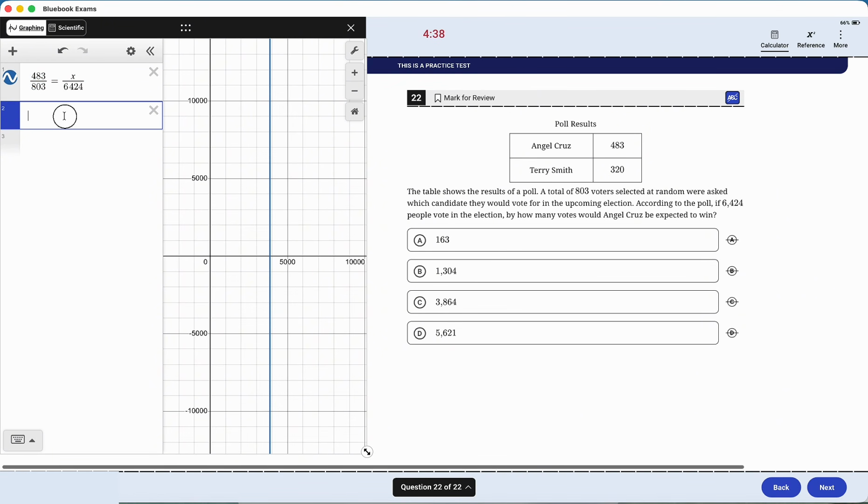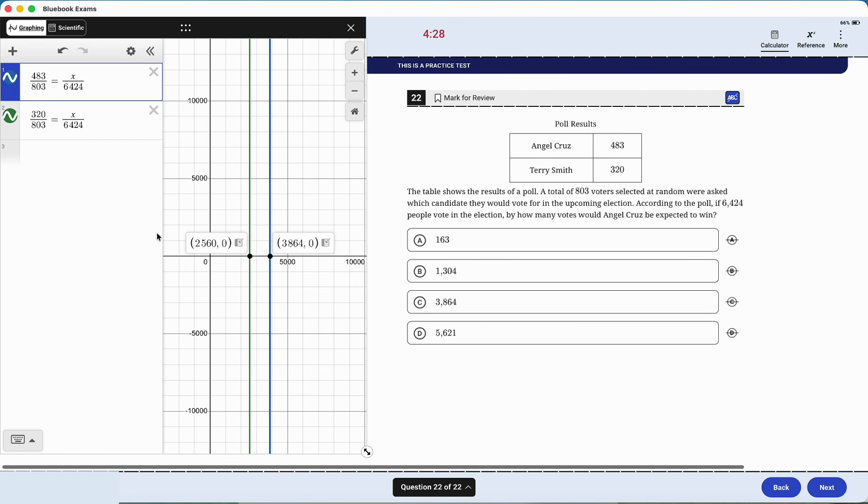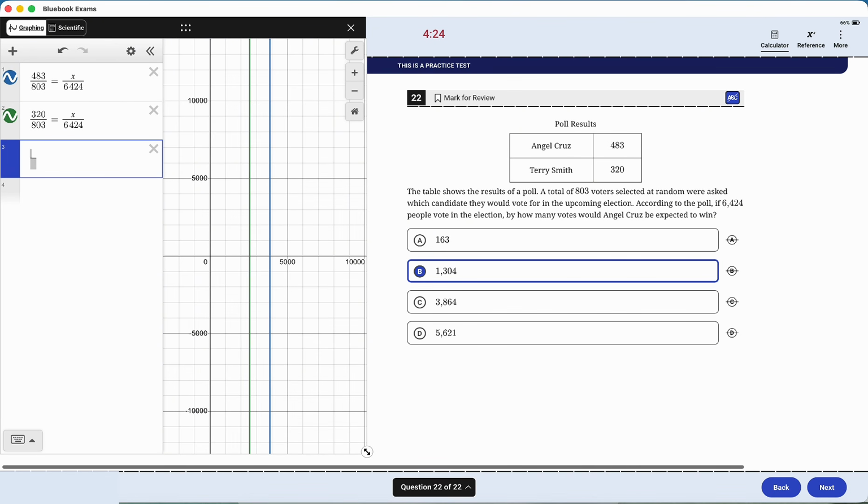So you want to take the same thing, but then also figure out Terry Smith, right? And you can have both of them, and then we want to subtract them, right? So it's these 2 numbers, you subtract them, and we get 1304. The other way you could do it that's a lot quicker is just take the difference between those 2, like this. Put that in there, and you can take the difference and extrapolate the difference to the total. This is the difference in their total votes, right? So a couple ways you could do that.